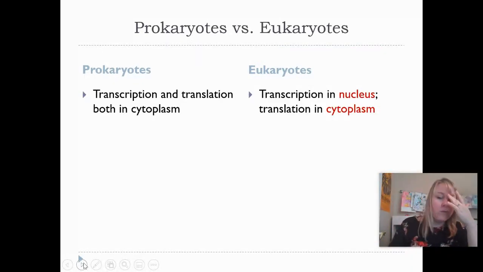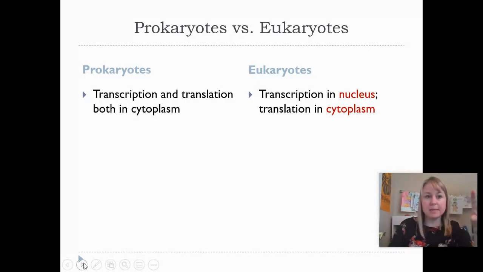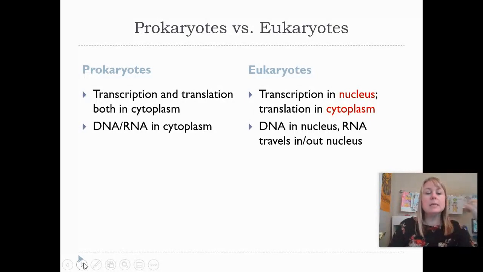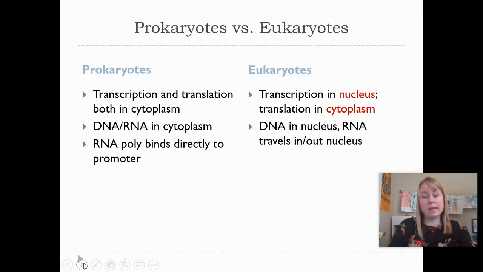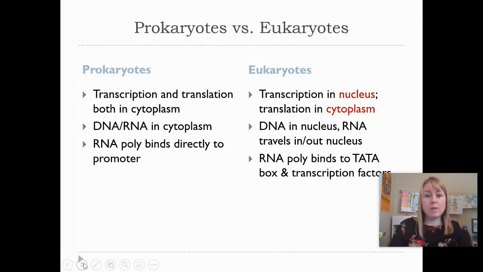So this is it in writing instead of in a picture. It happens in the cytoplasm versus separation of steps, nucleus then cytoplasm. Again, DNA and RNA are all in the same location versus RNA traveling to the cytoplasm out of the nucleus. RNA polymerase binds directly at the promoter in prokaryotes, whereas in eukaryotes, we have an extra level of control. RNA polymerase binds to the TATA box, and transcription factors have to join up in order for transcription to begin. So again, that gives us just greater levels of control.